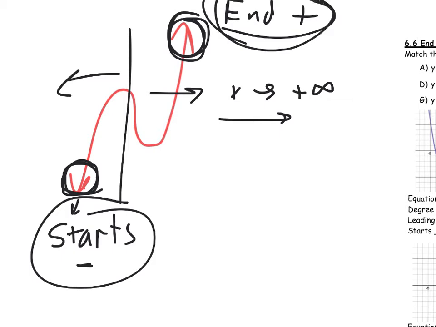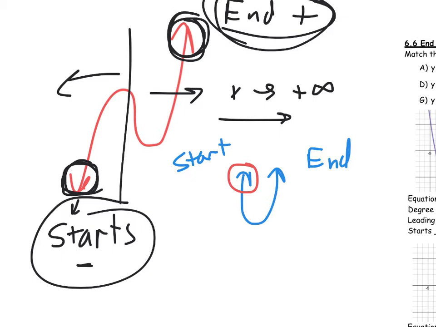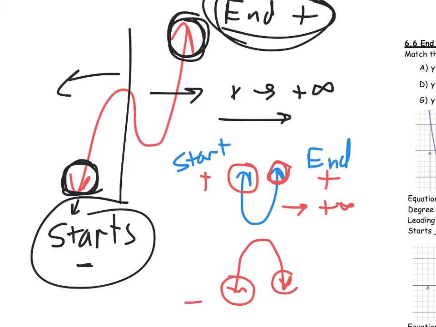Another one, we'll do one in blue here so you can get an idea of it. Just a parabola that opens up like this. It starts on this side and it ends on the right-hand side. So what is it doing? Well, it starts going up, so it starts positive. And it ends on the right-hand side as it's going to positive infinity. X keeps getting bigger and bigger, positive to the right-hand side. So it ends positive. This one starts positive and ends positive. If you looked at this one, it starts negative and it ends negative.